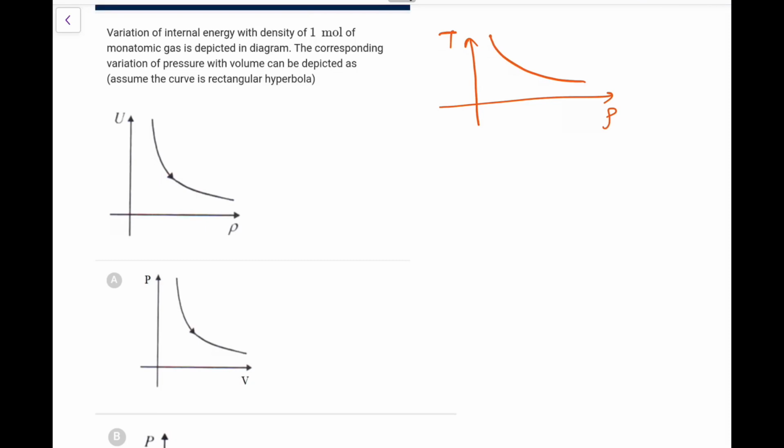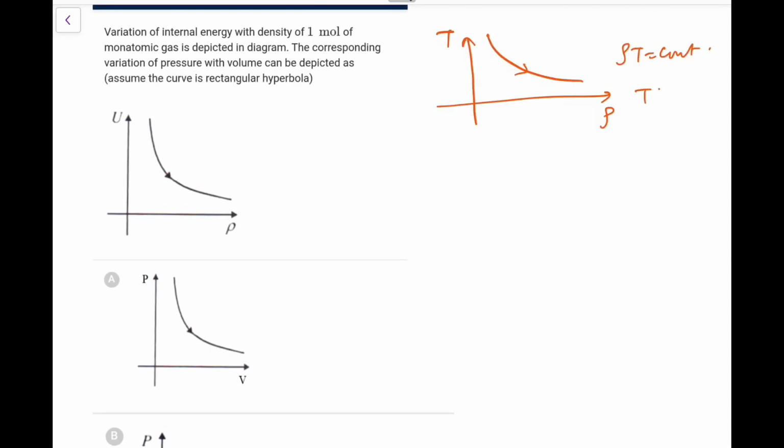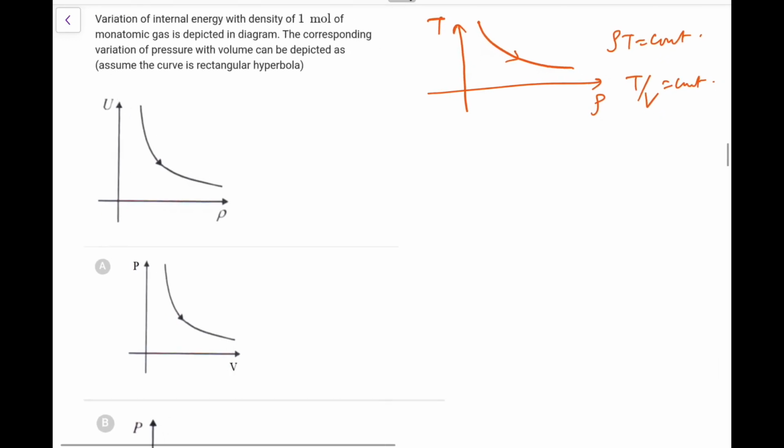Now the curve, I cannot comment exactly, but it appears that rho times T is constant. And rho is 1 by V, so we have T by V constant. That means if I draw the curve between temperature and volume, it would be a straight line passing through the origin, and it means pressure is going to remain constant.